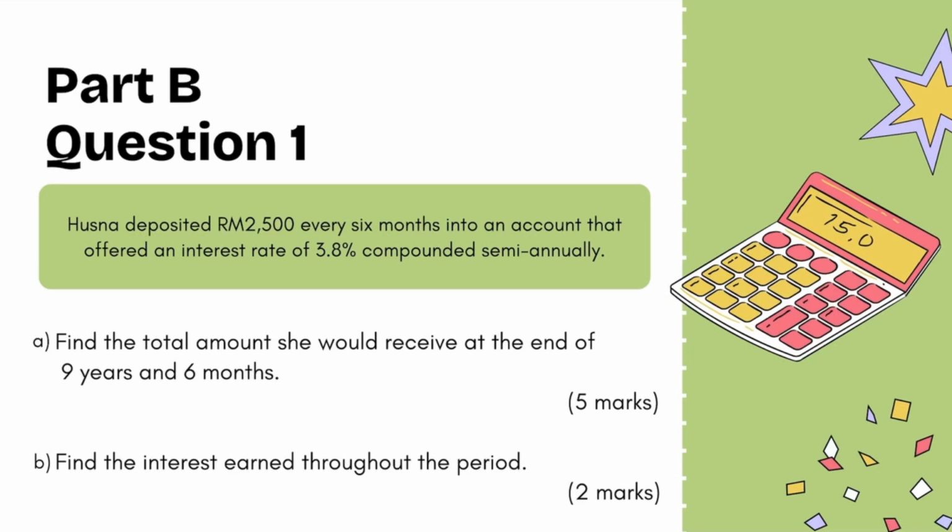Part B, question 1. Husna deposits 2,500 ringgit every 6 months into an account that offers an interest rate of 3.8% compounded semi-annually. A. Find the total amount she will receive at the end of 9 years and 6 months, 5 marks. B. Find the interest earned throughout the period, 2 marks.